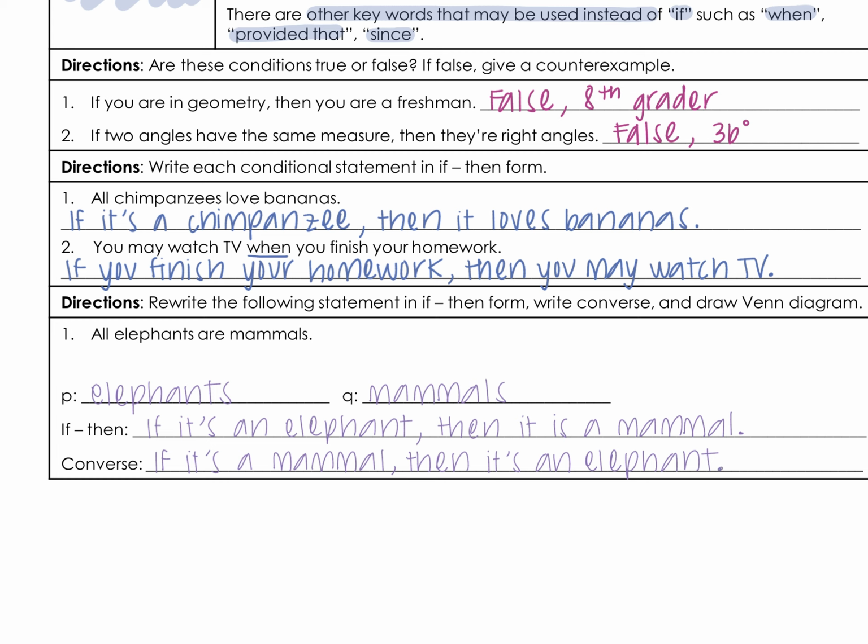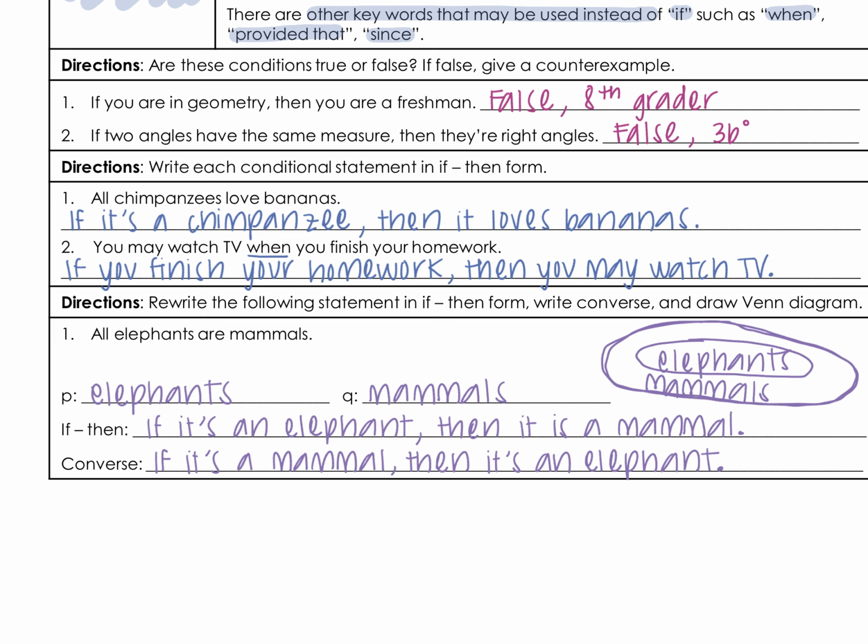Okay, and then now the last part of our instructions told us that they want us to draw a Venn diagram. Okay, so drawing our Venn diagram, I'm going to start with my hypothesis here. So my elephants. And then we're actually going to draw a bigger circle around that, and that's where my mammals is going to go. Okay, just because we know that all elephants are going to be considered mammals, so everything from that elephant circle should be inside of our mammal circle.